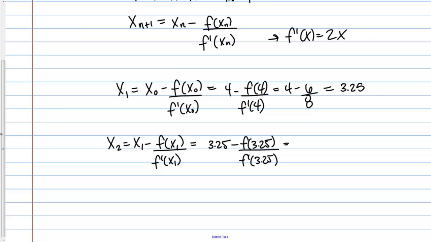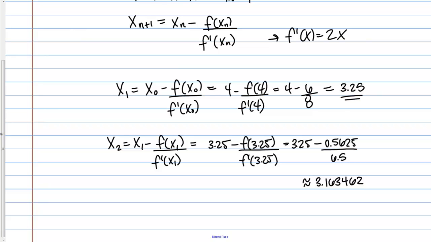Okay, and let me write this out. If you plug that in, so we have 3.25. If you calculate f of 3.25, so that's taking 3.25 and plugging it in for x in the original function, you are going to get 0.5625. And then if you take 3.25 and plug it into the derivative, well, you're just multiplying it by 2, right? So that's just 6.5. Okay, so that gives us approximately 3.163462. Okay, once again, that's approximate, right? Because there's a lot more decimal places and I'm cutting it off.